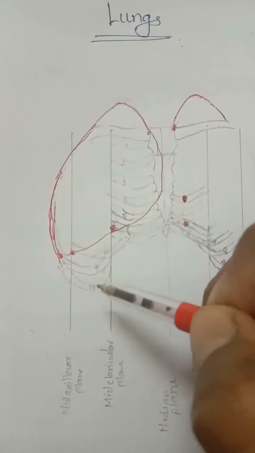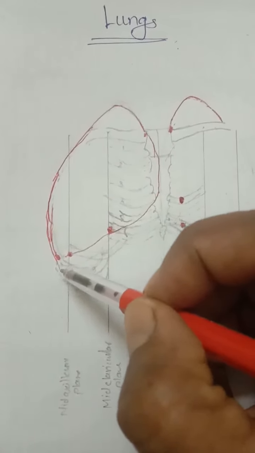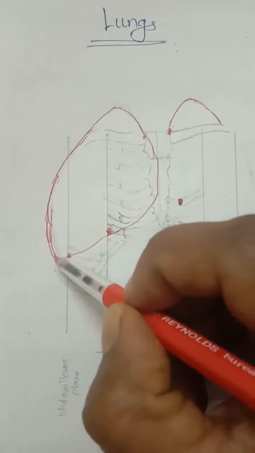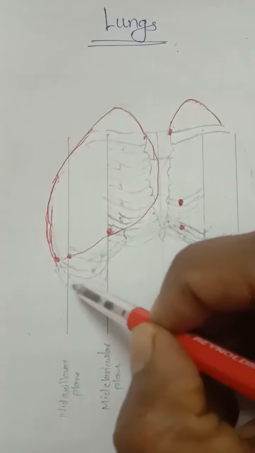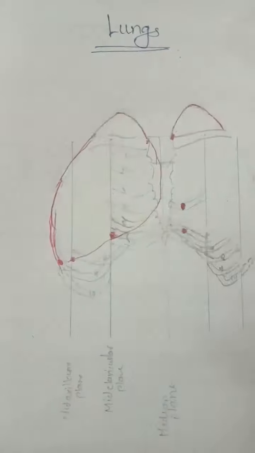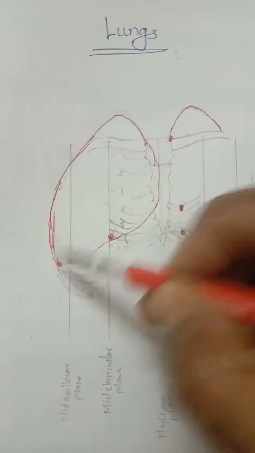Then take a point on the 10th rib, which is just lateral to the erector spinae muscle. So here is the 10th rib, and here on the posterior side, lateral to the erector spinae muscle, you should draw this point.